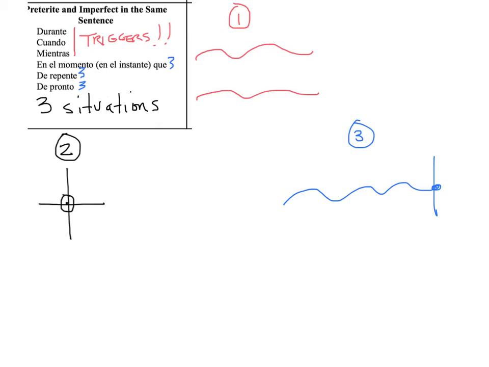So if you notice, we have three pictures here, 1, 2, and 3. One picture for each one of the three situations. You should also notice that in the pictures, we have two different types of lines.